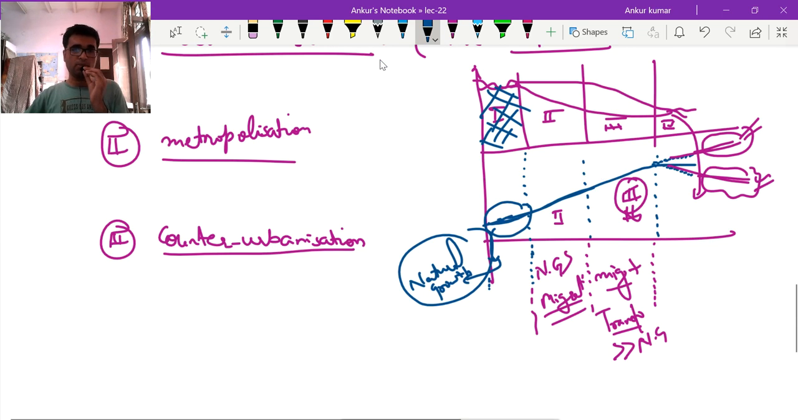So this was the first process, explaining the different manner of increase in the population in the urban areas in the different stages of the demography. As the demography changes, the different streams of urbanization change. So this was the first process. Moving on to the second process, that is the metropolization.